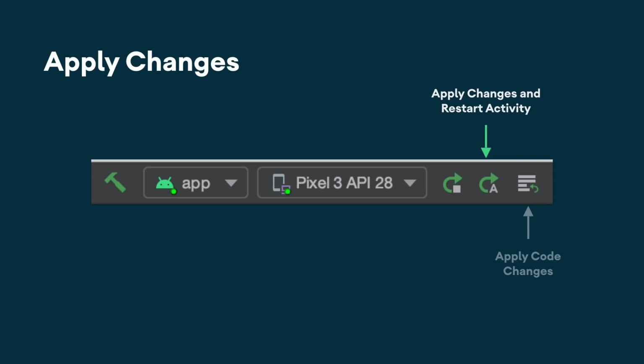In some cases, Apply Changes will not be able to work, like when you're deleting a class, a method, or changing the method signature. If you hit one of these cases, Android Studio will prompt you to install and run your application again. However, if you don't want to be prompted every time this occurs, you can now configure Android Studio to automatically rerun your application when changes can't be applied.